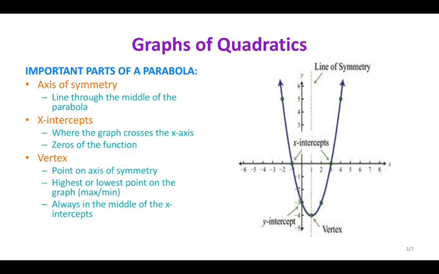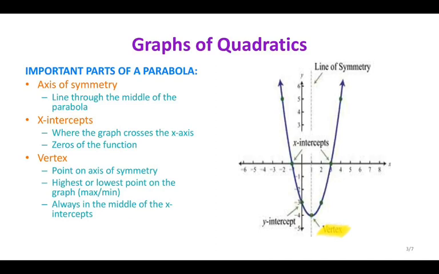So let's define those things as well. So we have important parts of the parabola, that's your axis of symmetry, x-intercepts, and your vertex. So if you look at this graph over here, you can see your parabola. Your parabola is a U-shaped graph from graphing your quadratic function. There's a couple important pieces. We have this point down here, your vertex. Your vertex is the max or the min of your curve.